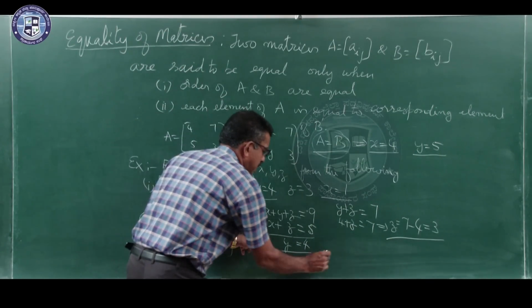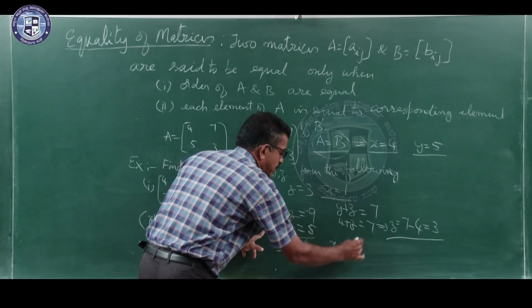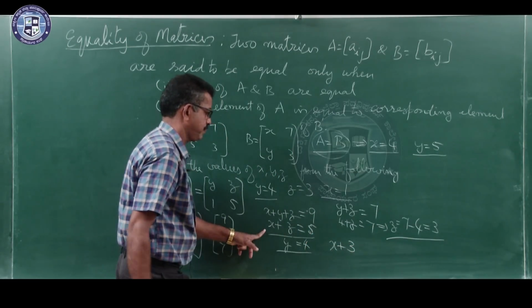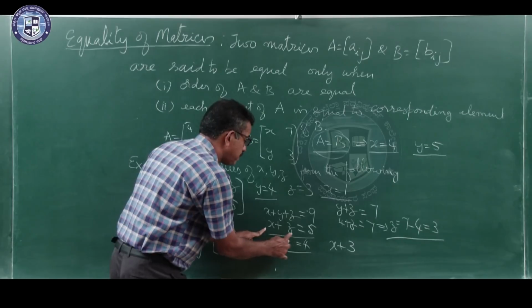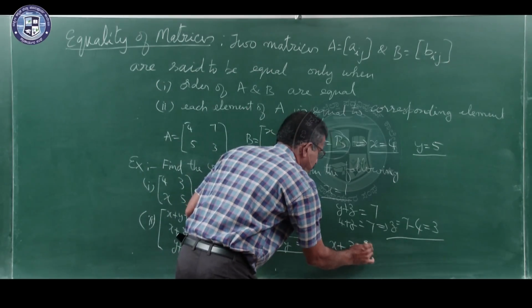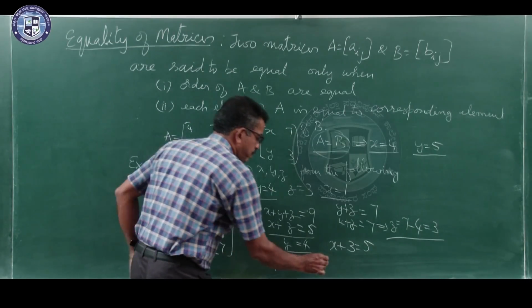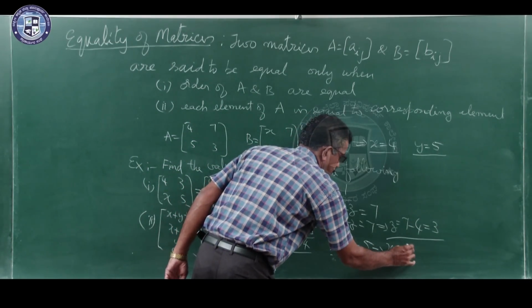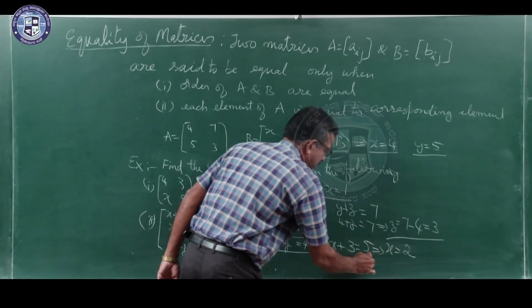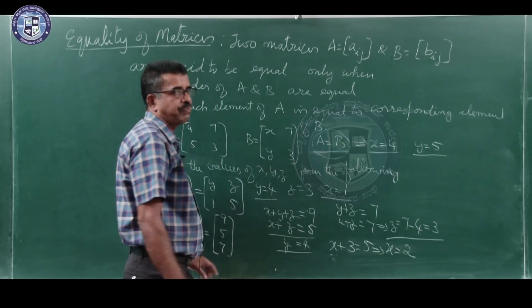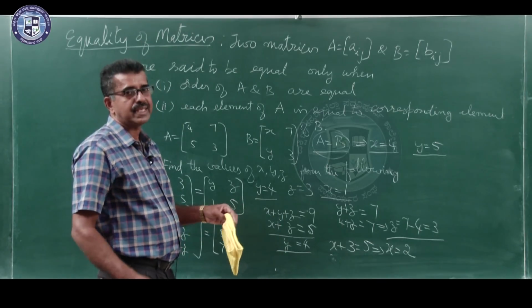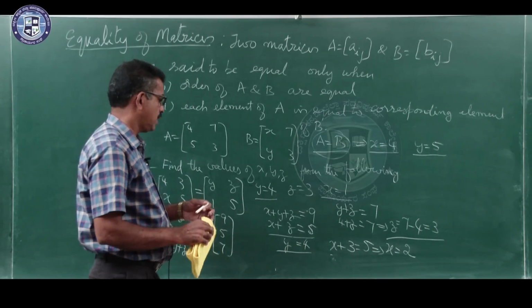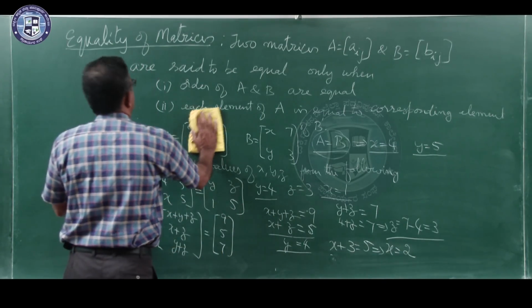Next, what would be the value for x? You can use this one, x plus z. What is z? It is 3. X plus 3 should be equal to 5. Therefore, what is the value for x? I have x is equal to 5 minus 3, it is 2. These are the values of x, y, z. I hope all of you understood.